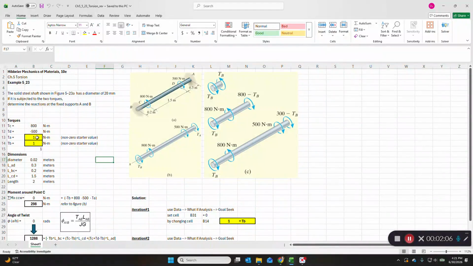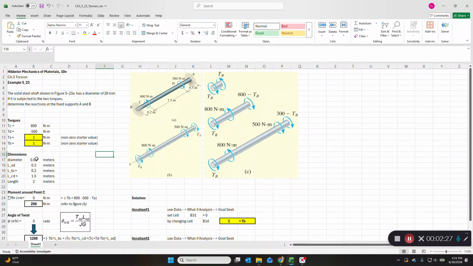We don't know. So we're going to use a non-zero starter value for each. And we like to use 1 Newton meter for both of those. We do not want to use 0. Okay? And it doesn't really matter which value you do use, but we are going to use 1 to get started. So then we need the dimensions and lengths.